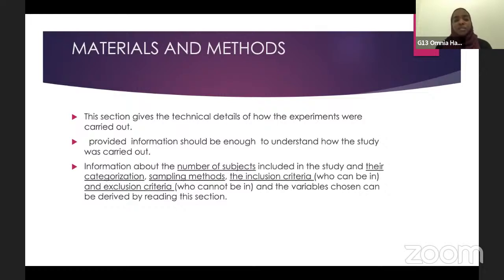So next is the materials and methods. In this section, we will give the technical details about the experiment and how it was carried out. Provided information should be detailed enough for the reader to understand how the study was carried out, like information about number of subjects including the study, their categorization, sampling method, inclusion and exclusion criteria, and the variables chosen. And believe me, guys, don't assume that the study is conducted well until you thoroughly read their methods.